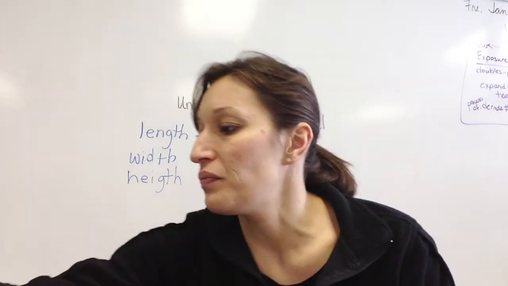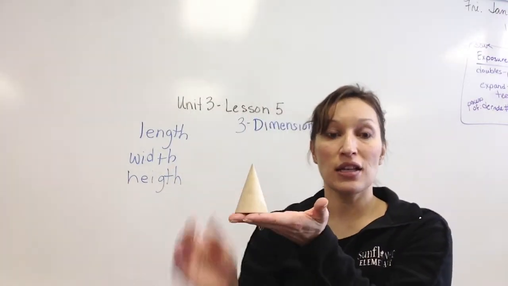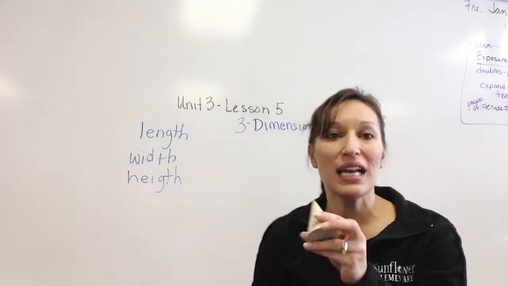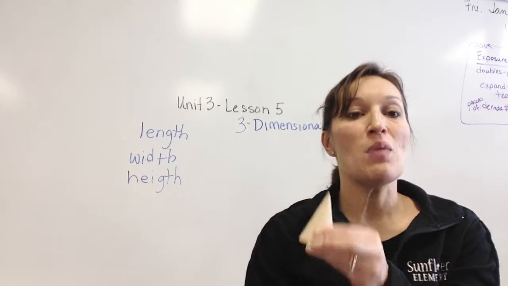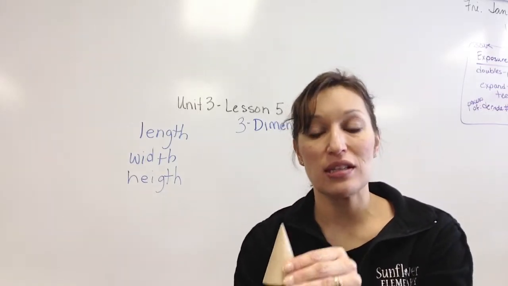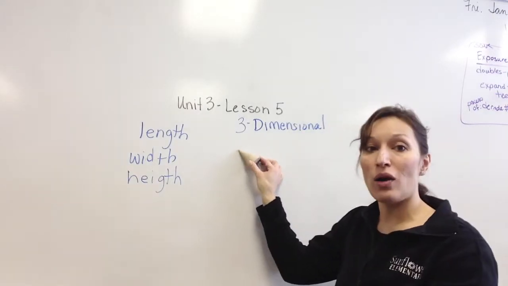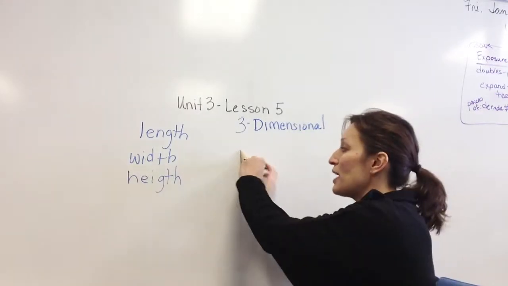Here's an example. This is a 3D shape. I cannot just place it on my whiteboard. I can't even draw it on my whiteboard because it has too many dimensions. If I put it up here, it's going to pop out from the surface of my whiteboard. See how it pops out?